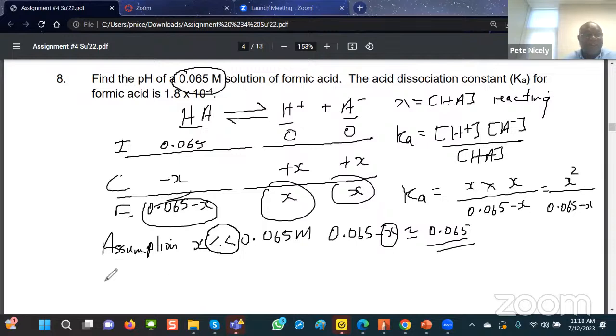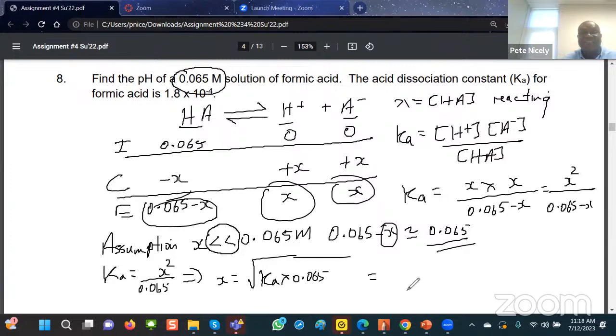I'm going to write it down here. Ka is equal to x squared over 0.065. And then we can rearrange this to solve for x, which is equal to the square root of Ka times 0.065. And then we plug in the values. So the question gave you that Ka is equal to 1.8 times 10 to the minus 4 times 0.065, and we find the square root of that, all right?